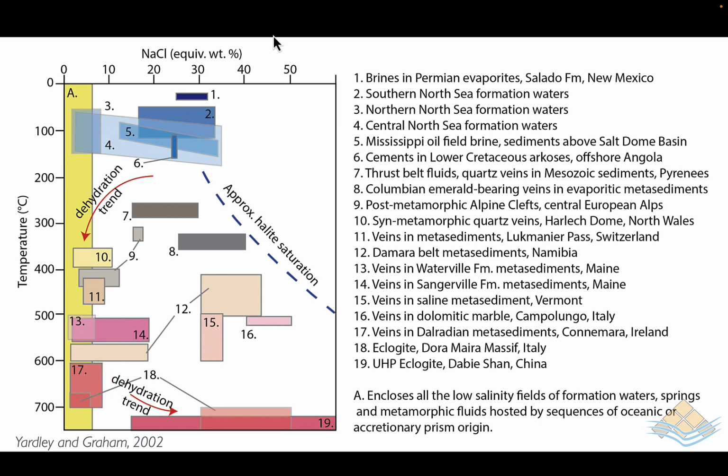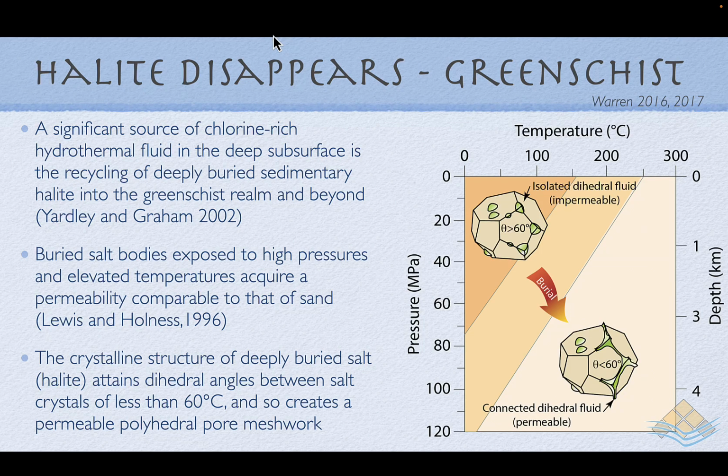However, there is also a dehydration trend as we pass into the eclogites, with pressurized release of high salinity waters unrelated to evaporite. So not all high salinity waters in the metamorphic realm have to come from an evaporitic precursor. It is a common association, but it's not the sole association with high salinity waters in the metamorphic realm in the high temperature subsurface. There's another fundamental transition that happens when we pass into the greenschist realm, and that is what happens to halite as we pass into the temperatures related to the greenschist realm.